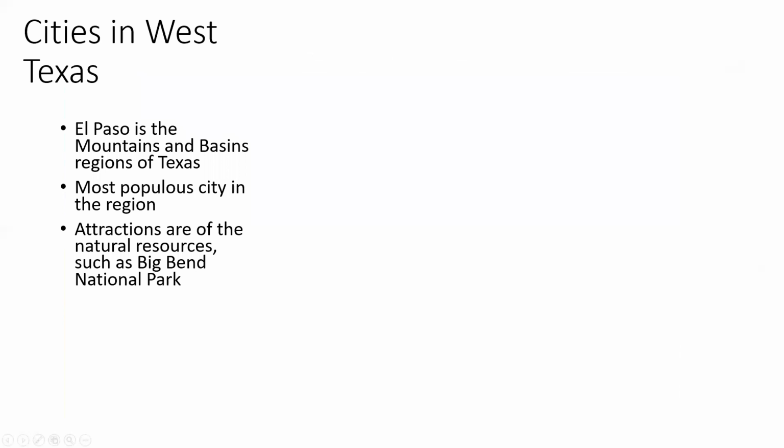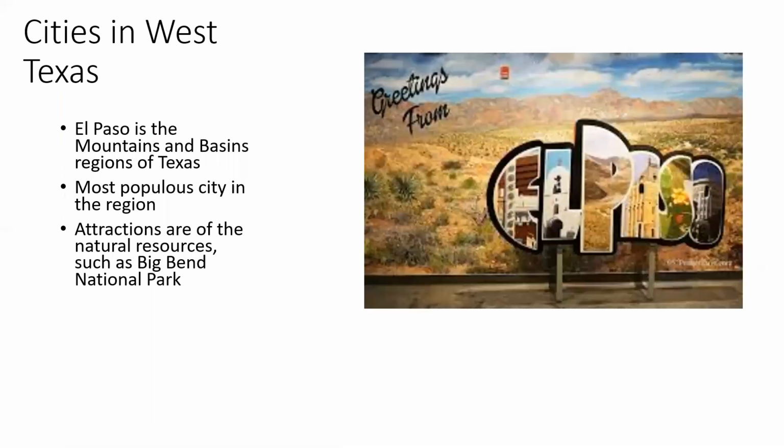So cities in West Texas, we're going to be looking at El Paso, keeping in mind it's in the mountains and basin regions. Do you know what kind of climate we're looking at again? If you said desert, you're right. Okay, so El Paso is the most populous city in this particular region. The attractions are going to be the natural resources, such as Big Bend National Park.